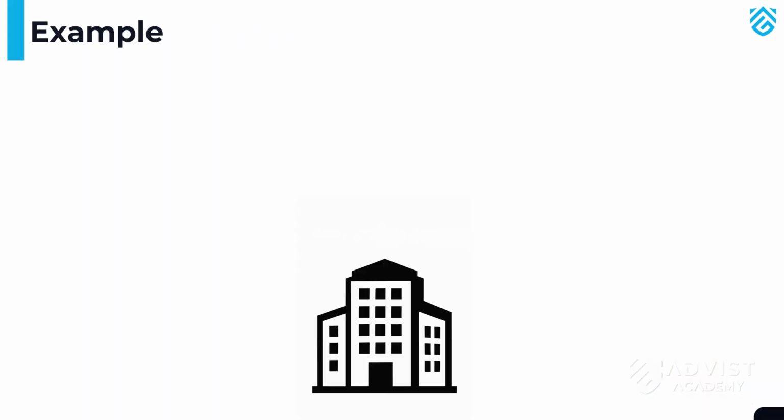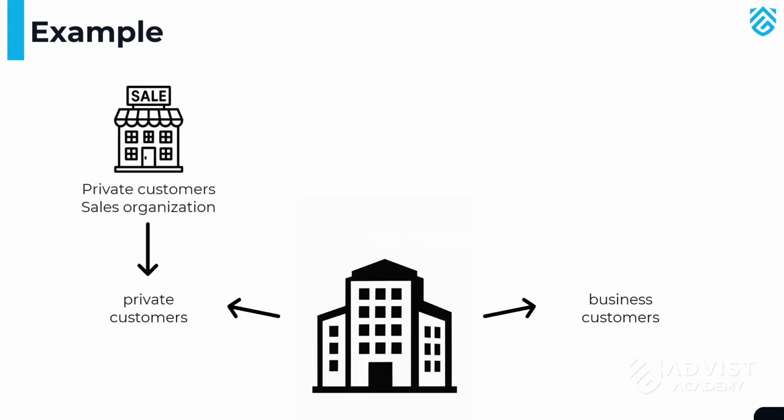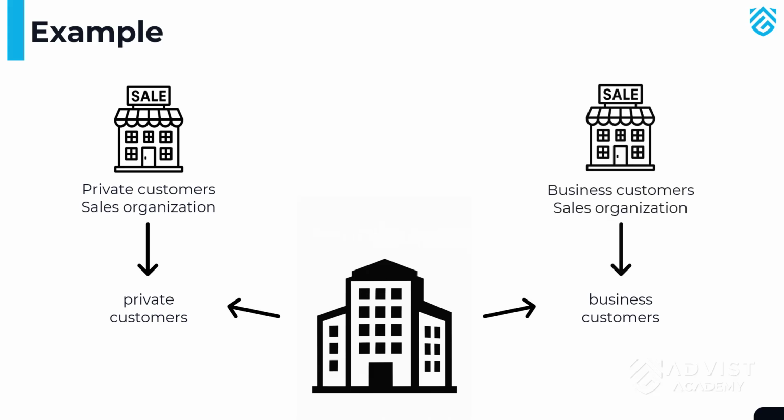An example of the use of a sales organization is a company that serves both private and business customers. A separate sales organization is set up for private customers to manage special price lists and payment terms. A separate sales organization is used for business customers to take into account volume discounts and special delivery terms. In this way, the company can efficiently map different customer requirements.